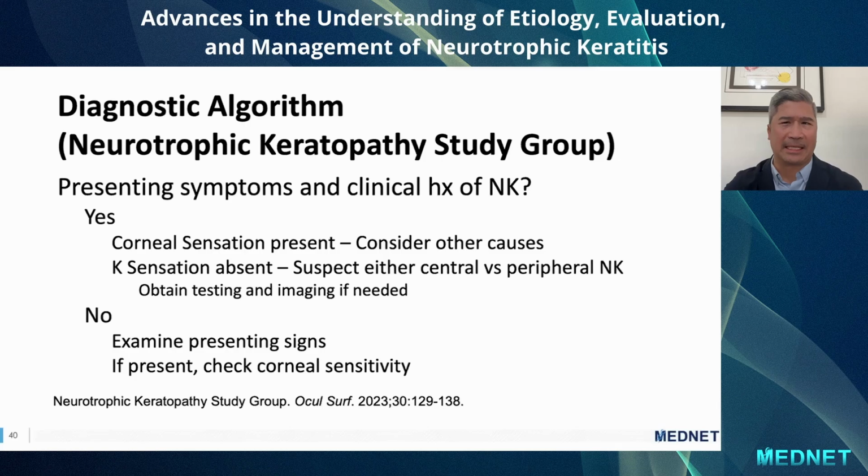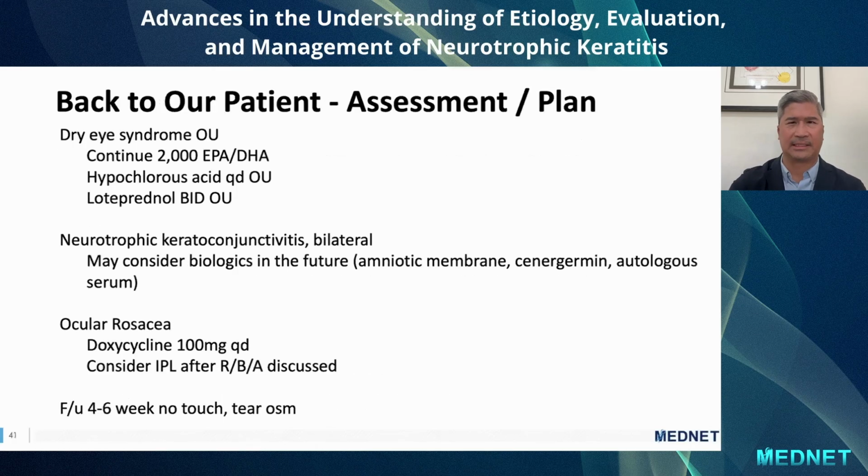This is something from that diagnostic algorithm from the study group. If the patient presents with symptoms and a clinical history of NK, check corneal sensitivity. If it's present, then consider other causes. Is it dry eye, ABMD? If it's absent, then we're going to look more into NK and test corneal sensitivity or other tests. If no history, examine present signs. If present, check corneal sensitivity if they have that dense staining.